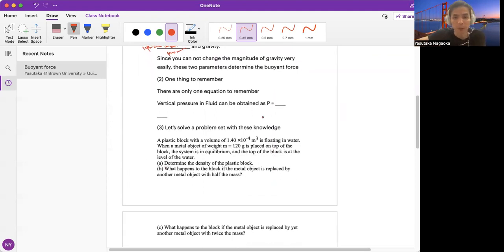There are only two. So one is hydrostatic pressure, which is P, and P can be obtained as rho, this is the density of the fluid, multiplied by h, which is the distance from the surface to the object, and you multiply by g. This is the gravity factor.